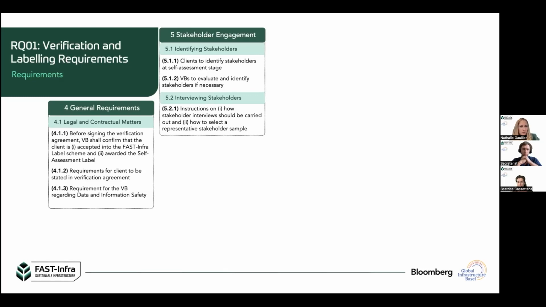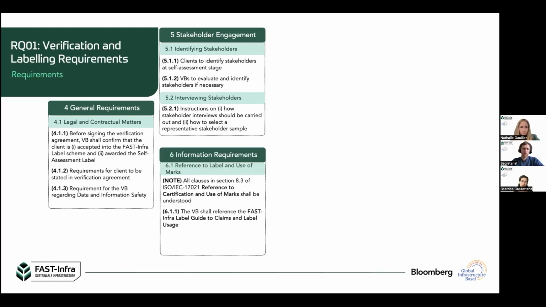Then regarding stakeholder engagement, on top of checking the stakeholder engagement of the project itself, we ask the verification body to identify further stakeholders if necessary, and to engage with them, having interviews with them during the verification process. Information requirements. So these are specifications on how to use the FAST-Infra label and the claims associated with the label.